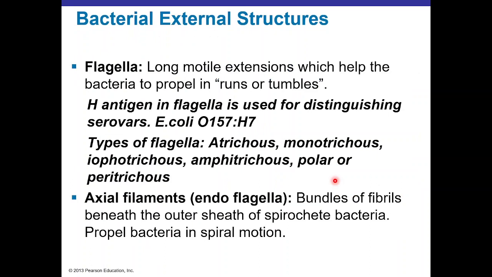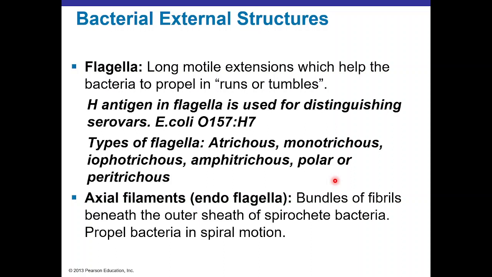Another type of external structures will be flagella and axial filaments. So flagella are long extensions that help the bacteria to move in what we call runs or tumbles. Runs are basically a continuous movement towards a particular direction. And tumbles are short movements in random directions that help the bacteria to switch and go into a different direction.